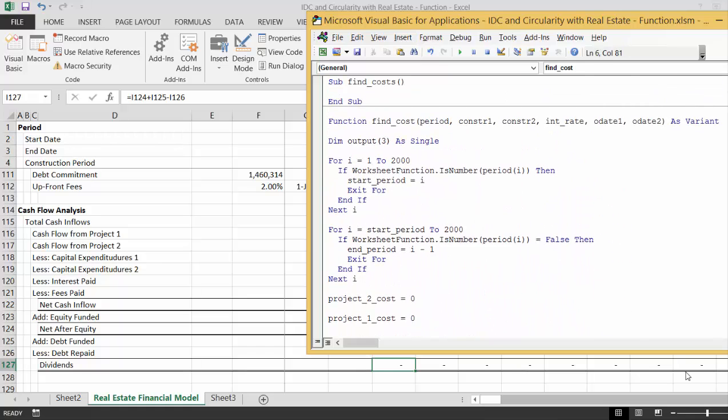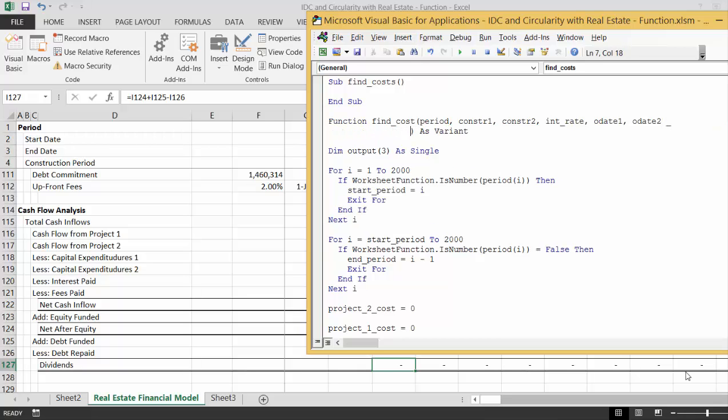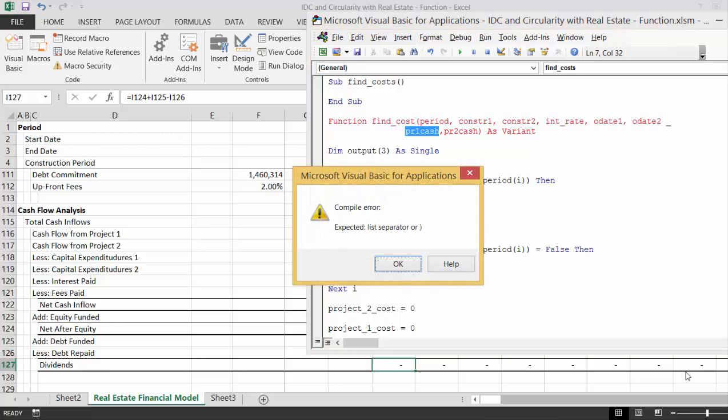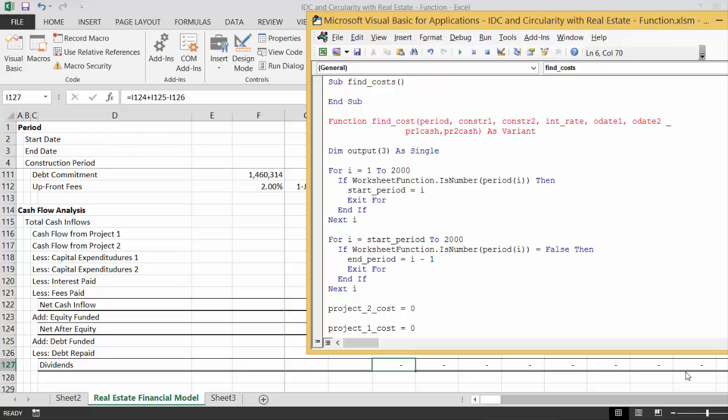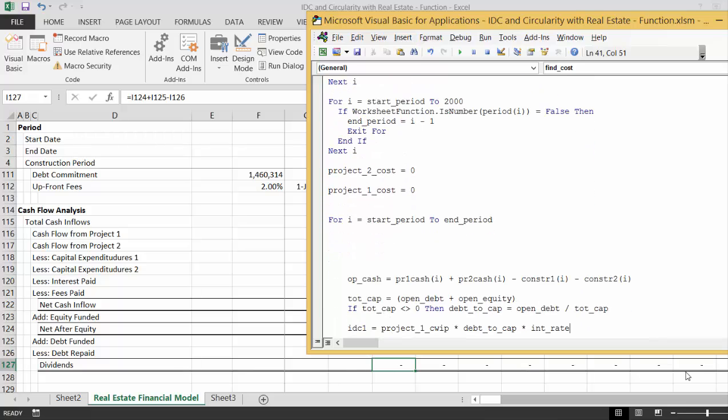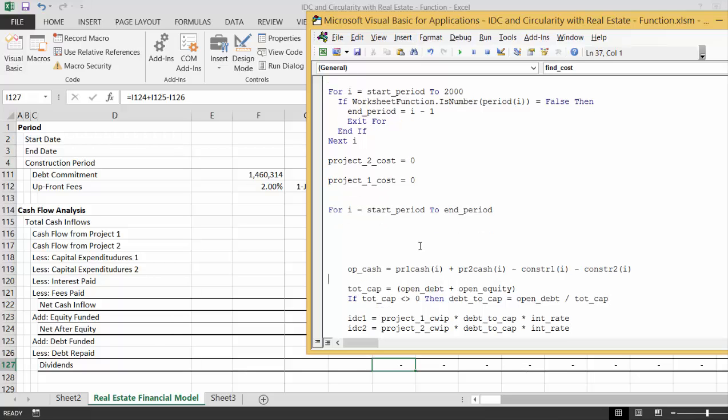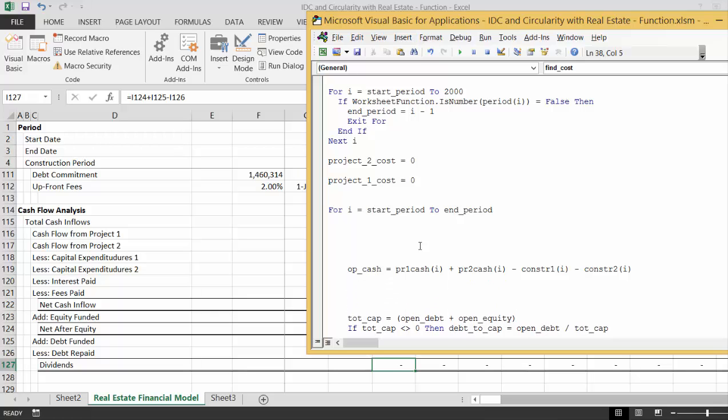So we could put PR1 cash, comma, PR2 cash. Okay, now we have this kind of thing, and I guess I'm going to just continue. So the net cash equals the operating cash minus the interest, minus the fees.